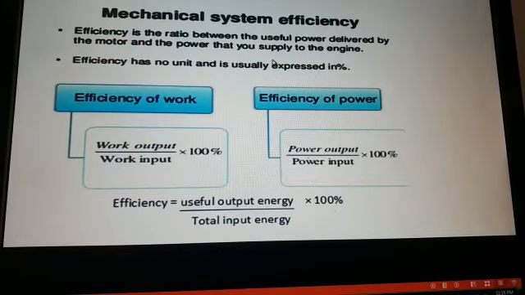Next one is efficiency, mechanical system efficiency. Efficiency is the ratio between the useful power delivered by a motor and the power that you supply to the engine. Efficiency has no unit and it is usually expressed as a percentage. This is the equation used to find efficiency: useful output work or energy divided by total input energy, times 100%. This is how we have to find the efficiency.